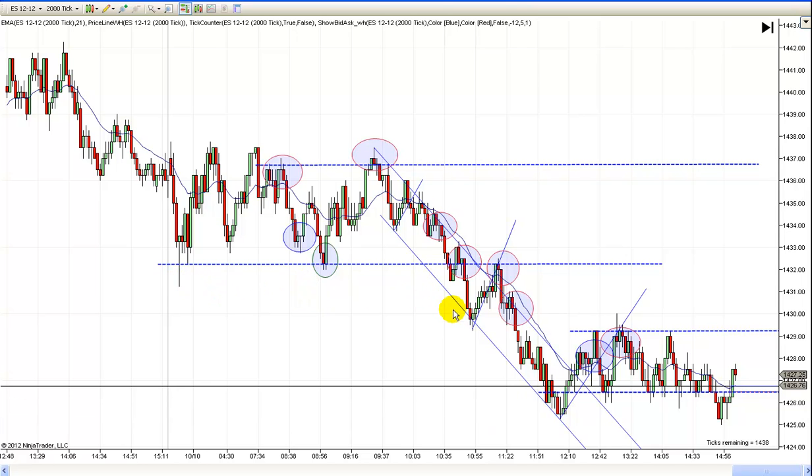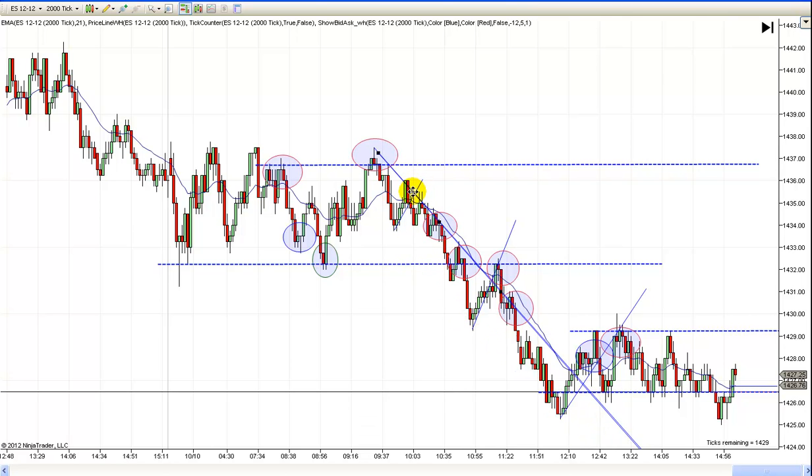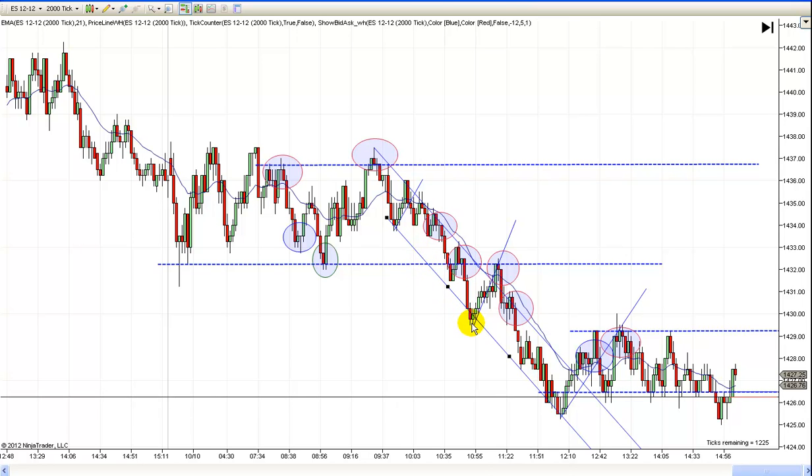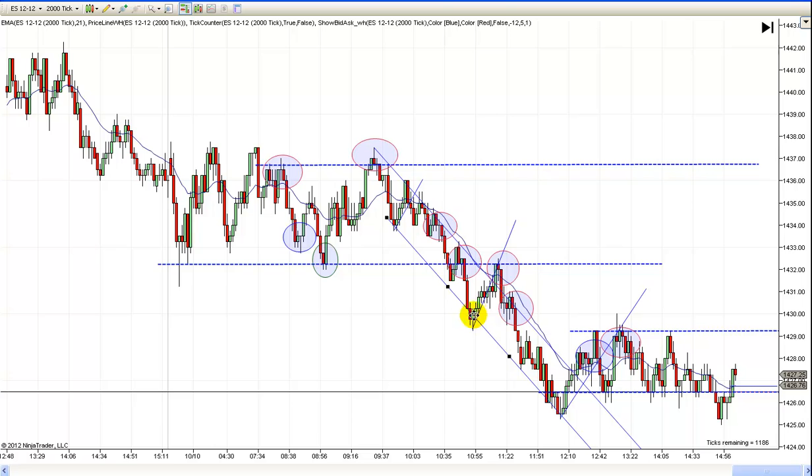But now look what also happens. We broke below the trend channel. And if you just copy that line right there and drag it down to the lows, now we broke below that, and so we've got a little overshoot right there.